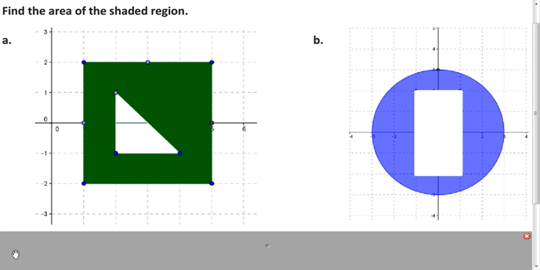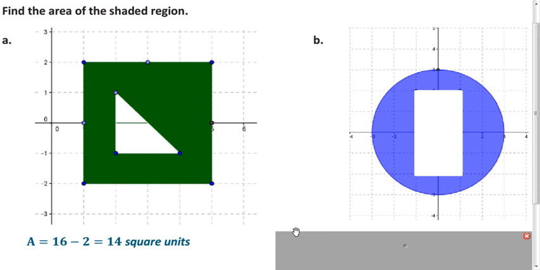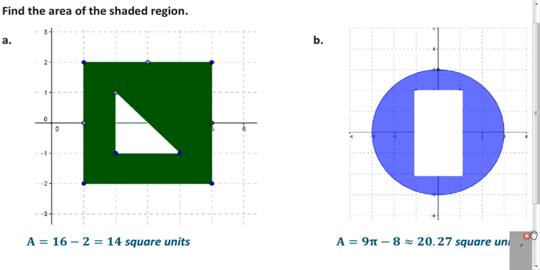So in A, we have a square with a triangle that's been taken out of it. Area of the square is 16, the area of the triangle is 2, and so the shaded region is 14 square units. In letter B, we have a circle. Its area is 9 pi. And we've taken a rectangle out of it, so we subtract 8, and we get about 20.27 square units.